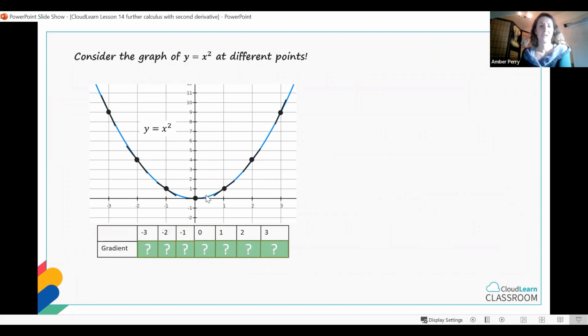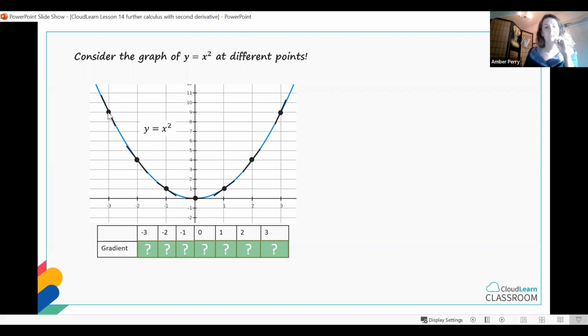Let's think about what's happening on this graph. It's very simple. It's just y equals x squared. So on every x coordinate, we can find the y coordinate by squaring it. That's this graph here. And we can look at all of these different points on this graph and find the gradient at each of them individually.